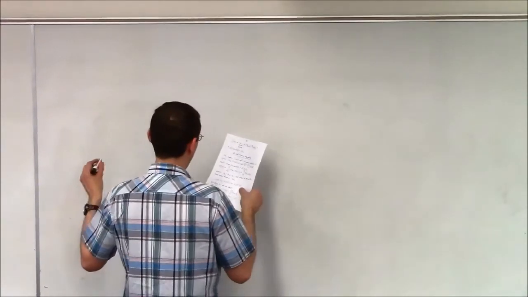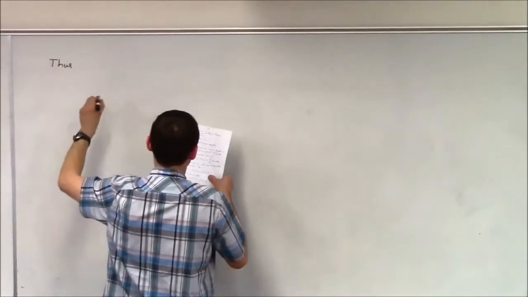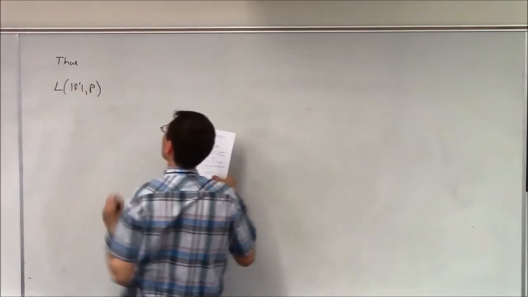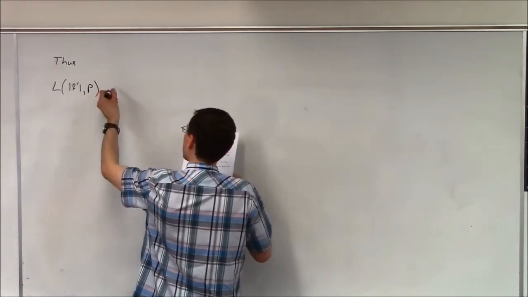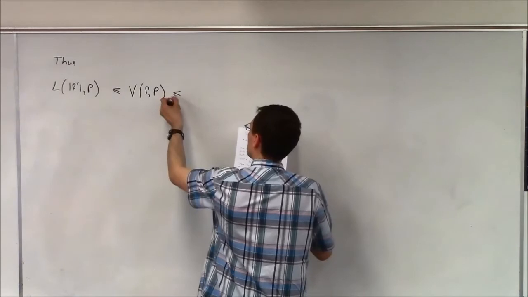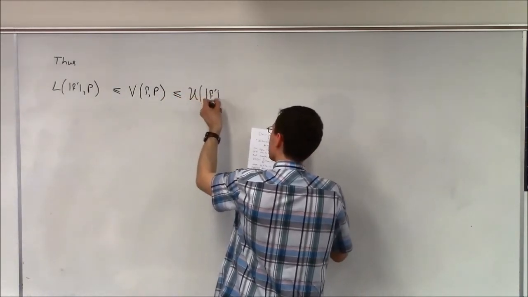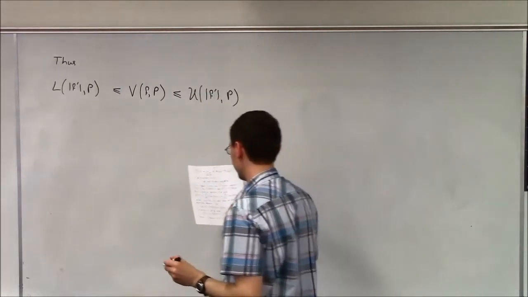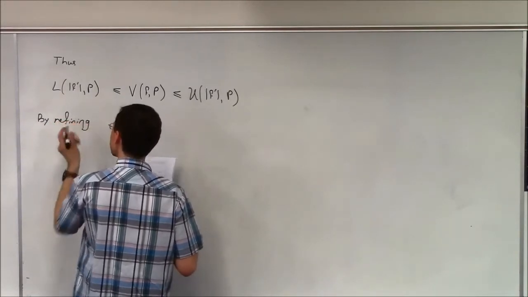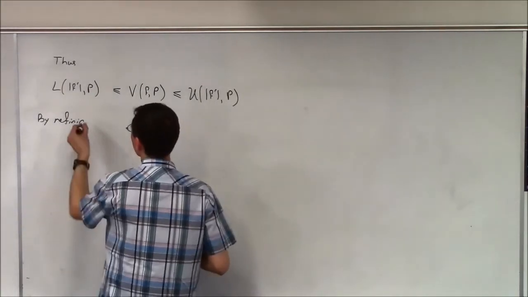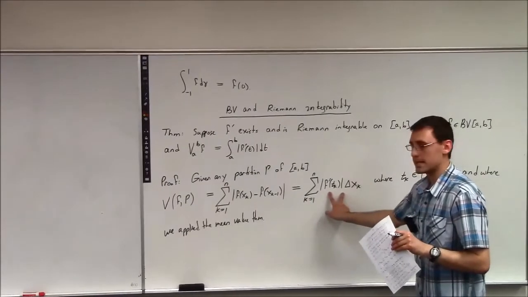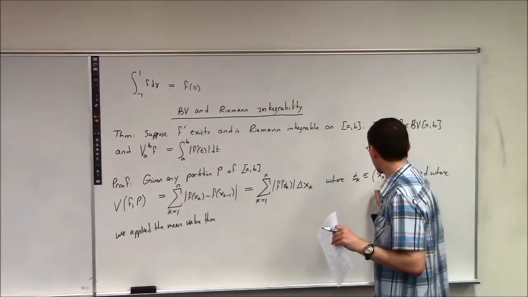All right, so we have this, and the implication is that the lower sums are less than or equal to the variation over P, which is equal to the upper sums for the derivative function. So by refining P, that's true if the function is differentiable. We take any variation and reduce it to a particular sum, like a particular Riemann sum. This tk is just some place between xk minus 1 and xk.